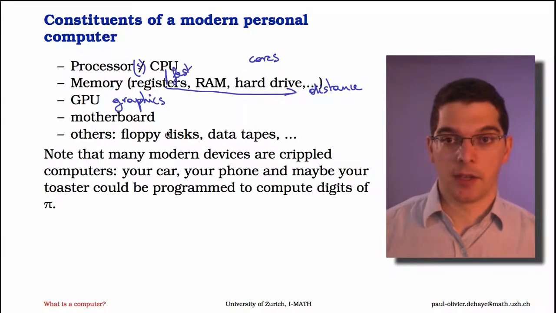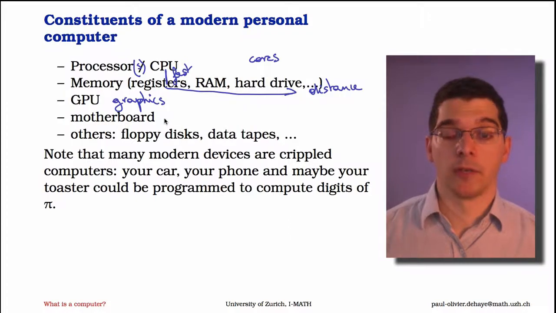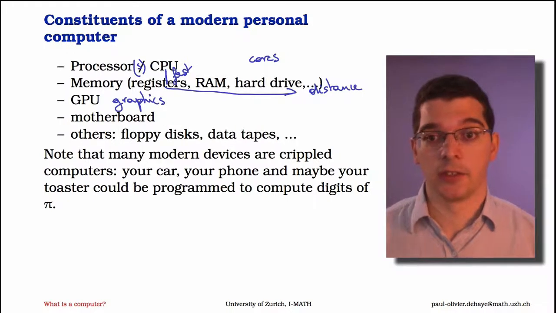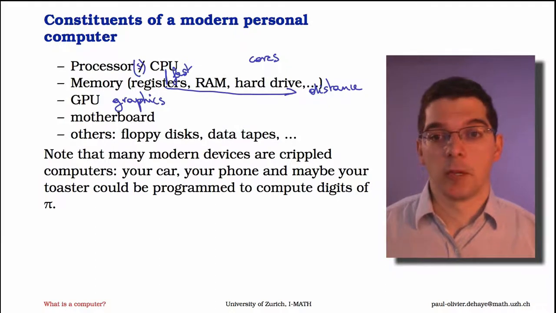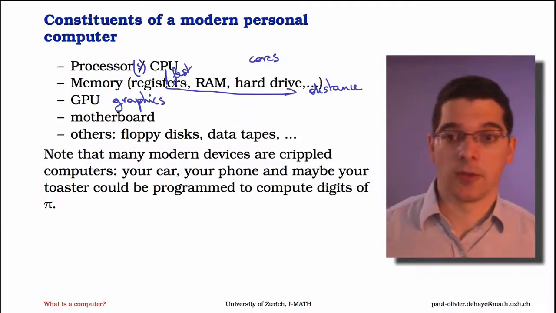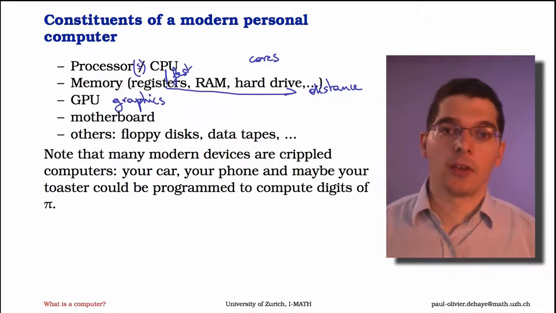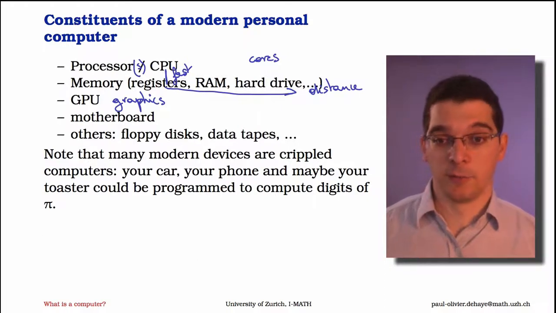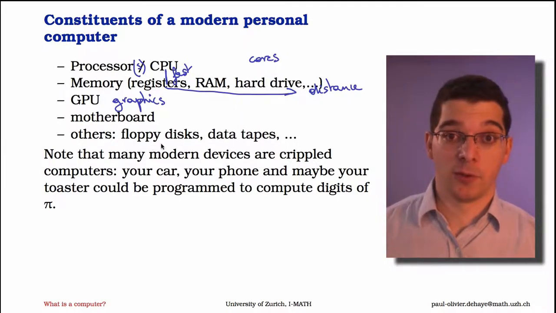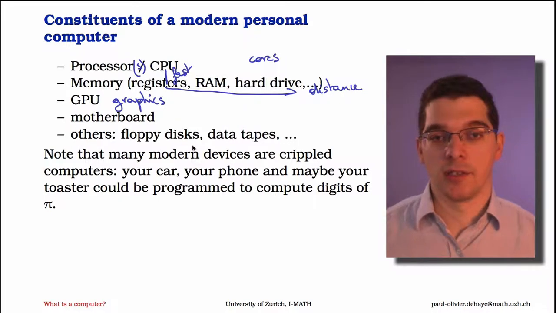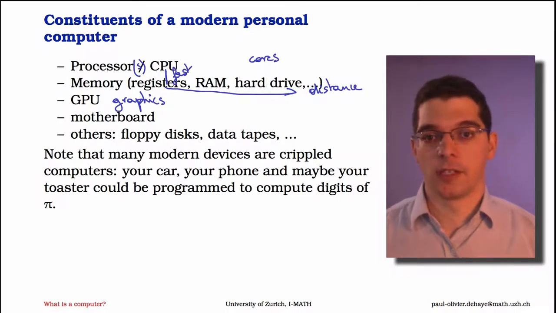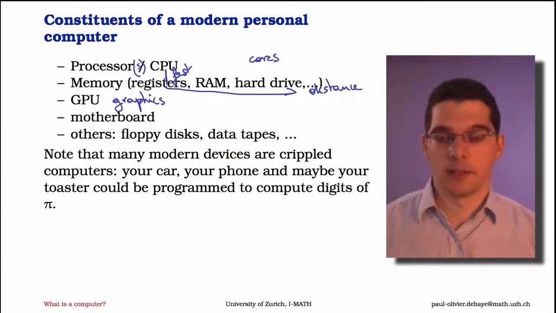The next constituent of a computer is the motherboard. The motherboard is a very important one as well. It helps connect all the different constituents. Without it, you just have a bunch of stuff that's not connected, and it's useless. It helps organize all the computations. And there are many others. There are floppy disks, data tapes, and so on. You might not have heard of the floppy disk because you are too young, and data tapes occur only in some contexts. For instance, when you have massive amounts of data, you should use data tapes. At Google, they have lots of data tapes, for instance.